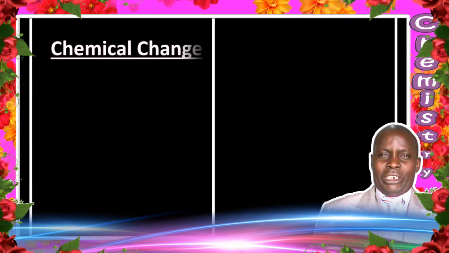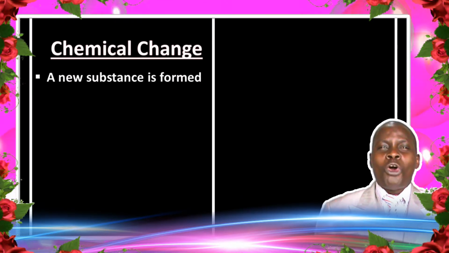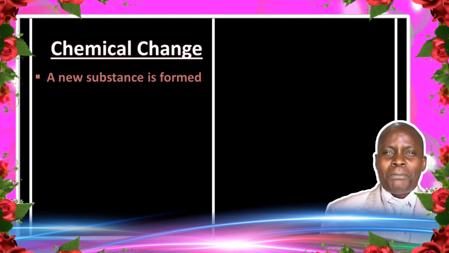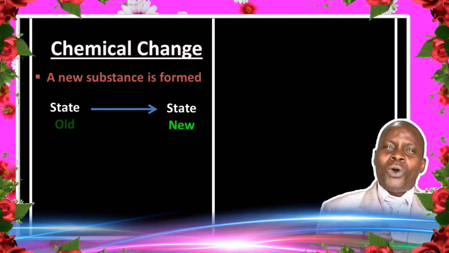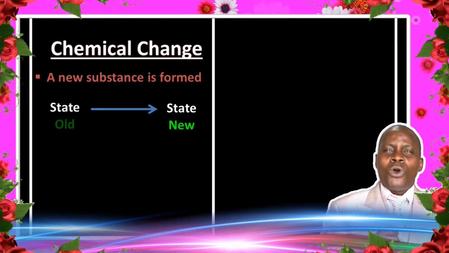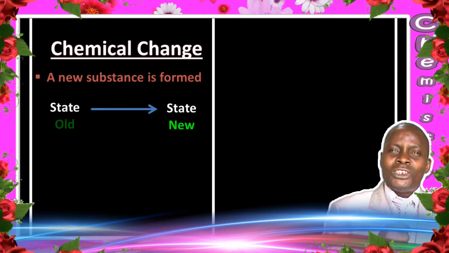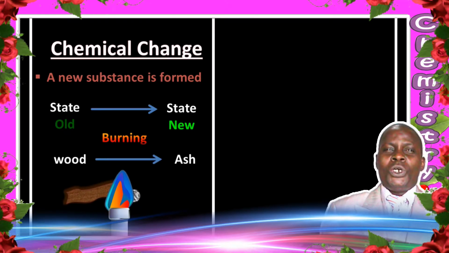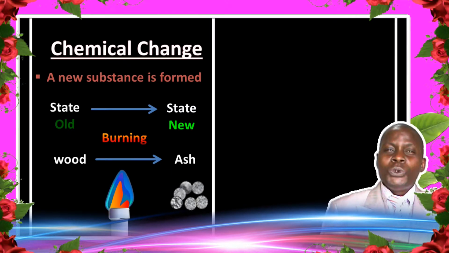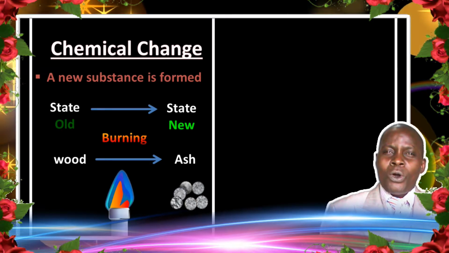Now we go to another change, which is the chemical change. In the chemical change, this is where a new substance is formed. We form a new substance. When we form a new substance, when we are changing from one state to another, that one we call a chemical change. A new substance is formed. For example, burning. If you get wood and burn it, it is going to change into ash. A new substance has been formed. Therefore, that means it is a chemical change.